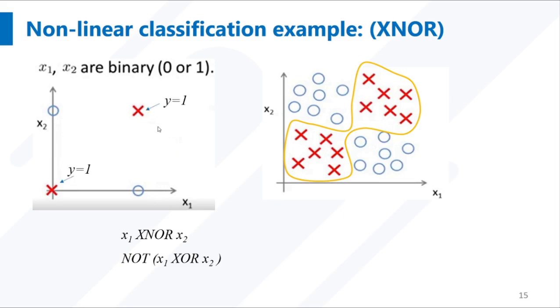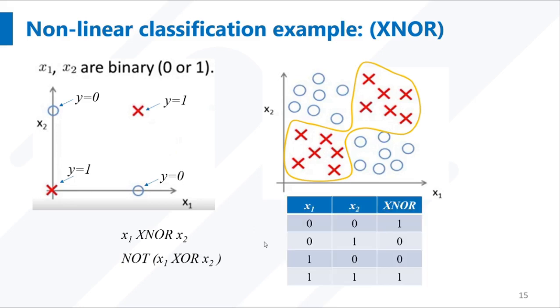So these are the y equal to 1 case and these are the y equal to 0 case. And if you draw the truth table, it will be like this. When both are 0, then output is 1. When both are 1, the output is 1. But if they are dissimilar, then the output is 0.